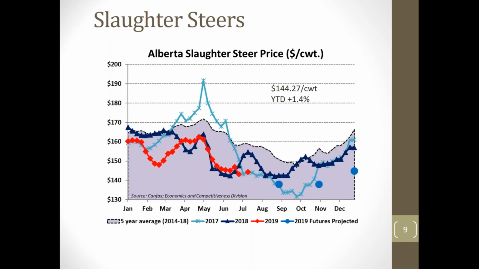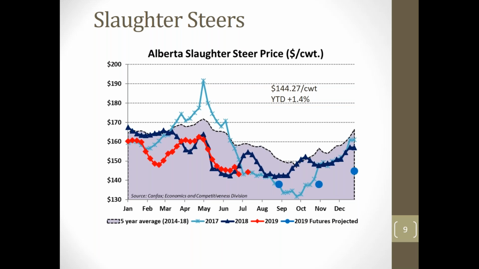On slaughter steers, last week we were just over 144 a hundredweight. So that's about $19.50 a head for a 1350-pound finished steer. Year to date, we've been averaging about 154 a hundredweight. Sorry, it's up about 1.4% from last year, but we're still 7% lower than the 5-year average on a year-to-date average basis.